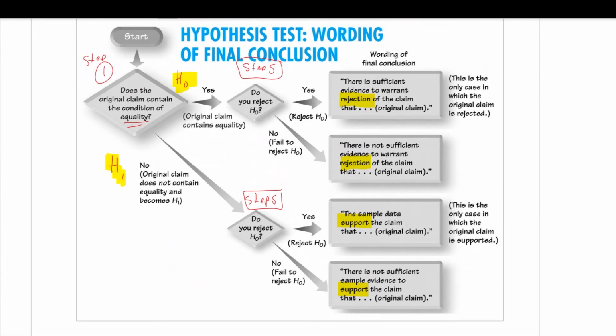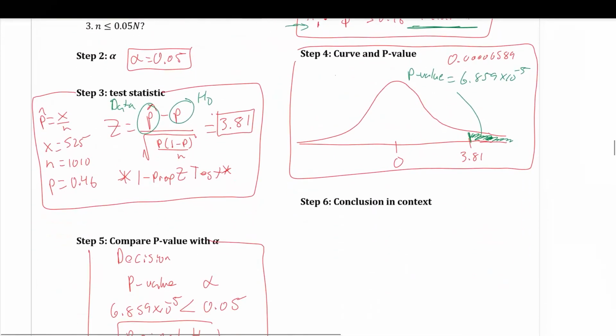So if it's the alternative, we're going to go in the downwards direction, right? So the original claim does not have the equality. Now we're over here. And in step 5, did we reject the null hypothesis? Yes, we did. So to start off our wording for the final conclusion, we say that the sample data supports the claim that, and then we restate the original claim.